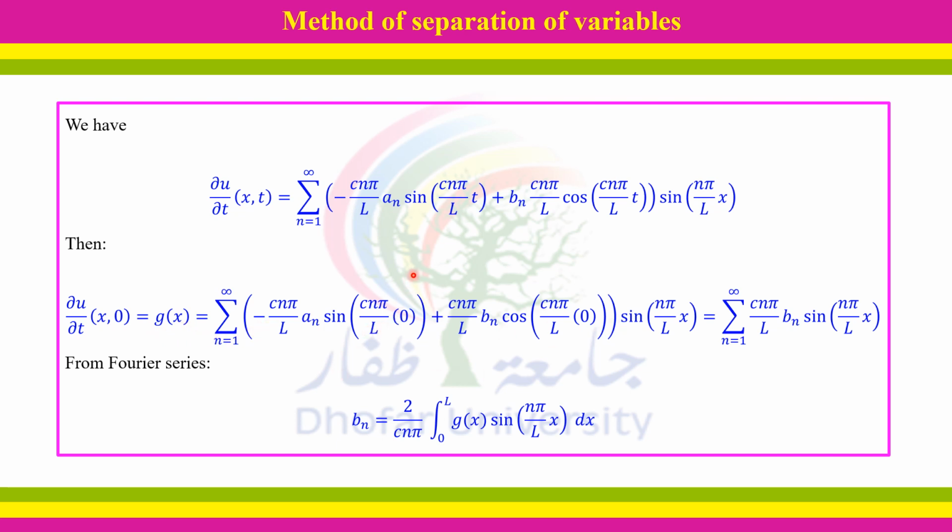Now here we see that the first term, we have sine 0, which is 0, so this term cancels. From this term, cosine 0 is 1, so what we get is c n pi over l b_n times sine n pi over l x, equal dx, the summation. And from the Fourier series, we know that b_n will be 2 over L multiplied by the L over c n pi. And it gives us this formula for b_n.